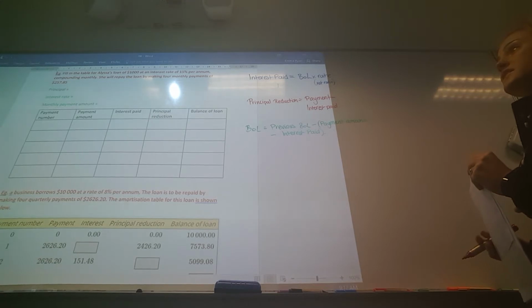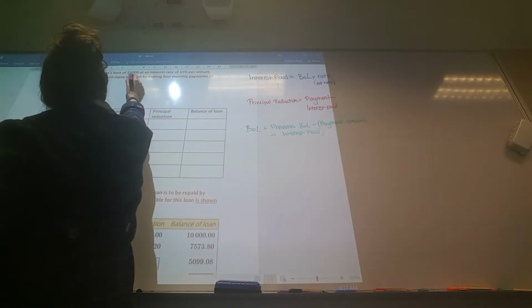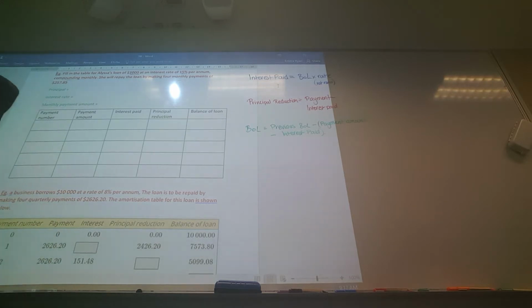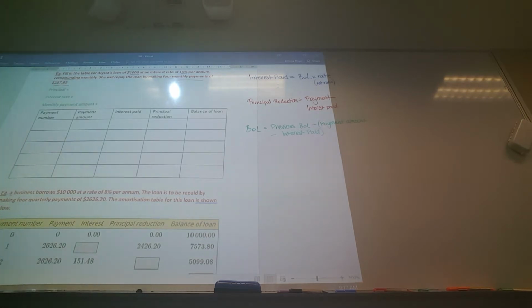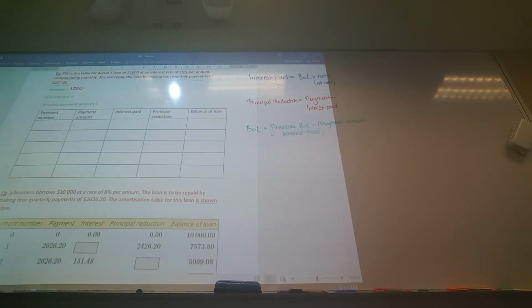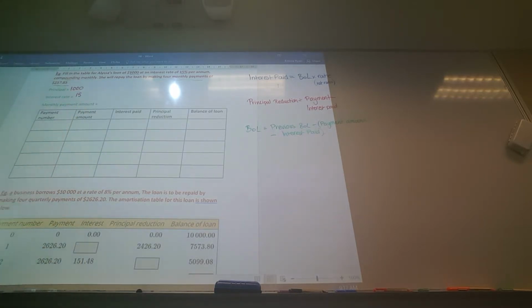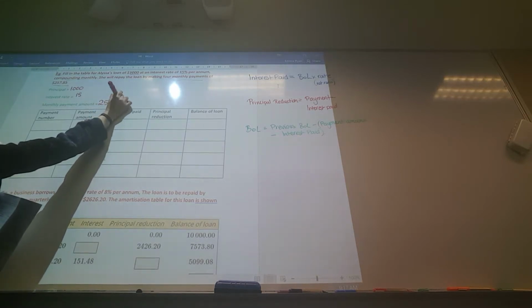Okay, so we're still using the same scenario. Fill in the table for Alyssa's loan of $1,000 at an interest rate of 15% per annum, compounding monthly. She will repay the loan by making 4 monthly repayments of $257.85. So our principal amount, the amount we're starting with, is still $1,000. Our interest rate is still 15. It asks for rate, not ratio. And our monthly payment amount is $257.85.